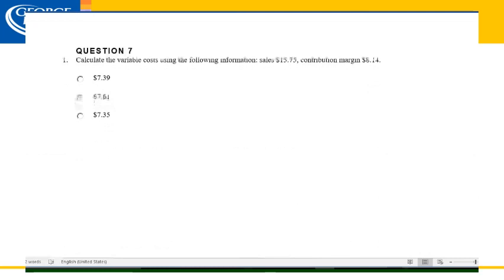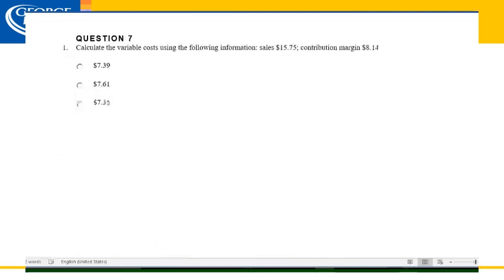Okay, question number 7. We want to calculate our variable costs using the following information. We have our sales and our contribution margin. And I imagine that this is per unit. Okay, so in order to solve this question, let's think about our contribution margin formula, which is our contribution margin per unit equals the sales price minus our variable costs. Okay, we know what our sales are. We're looking to find our variable costs, and we already know what our contribution margin per unit is.